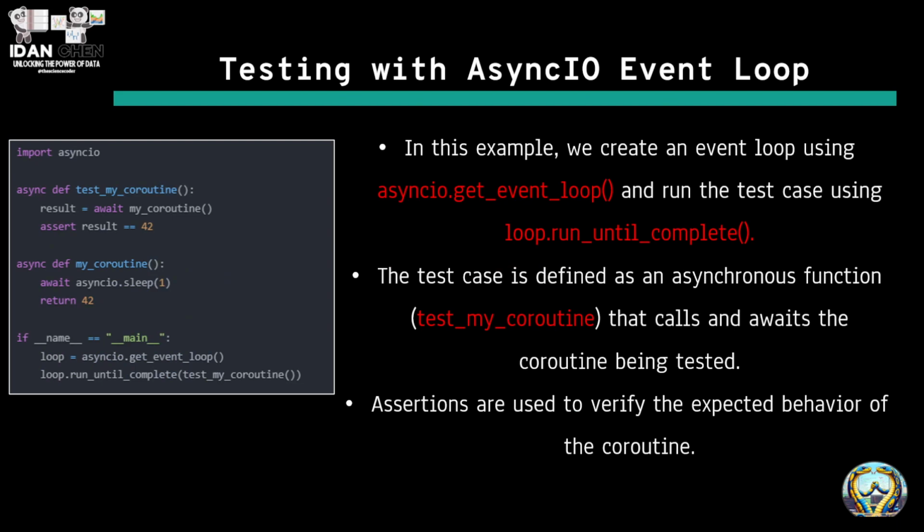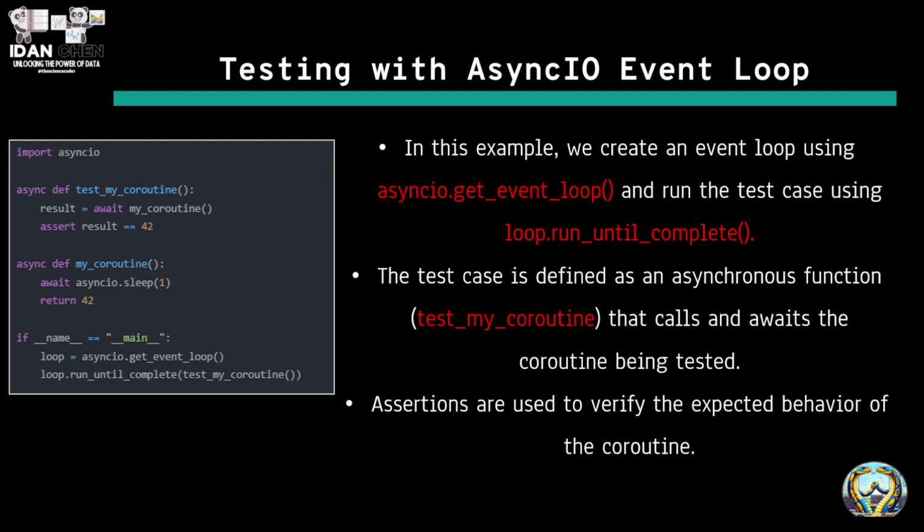So, we can also test with the event loop. In this example, we create an event loop using the asyncio get event loop and run the test case using the loop run until complete. This test case is defined as an asynchronous function, the test myCoroutine, that calls and awaits the coroutine being tested. Assertions are used to verify the expected behavior of the coroutine.